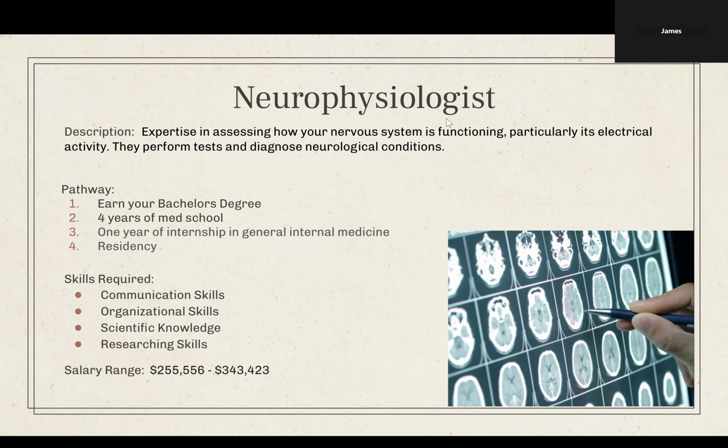While neurophysiologists may not decide on new treatments themselves, they may research different treatments authorized by their employer. They often read journals and books about neurophysiology and stay informed about the latest developments in the field. The salary range for a neurophysiologist is around $250,000 to $350,000.